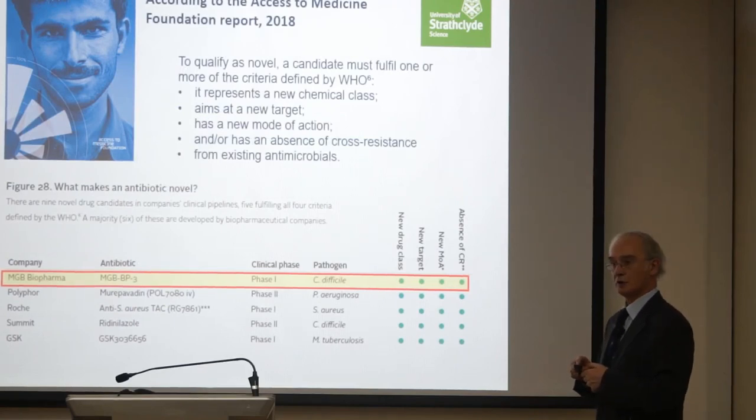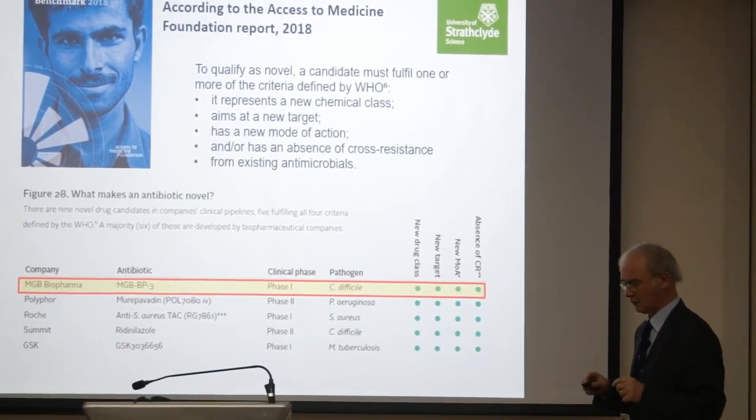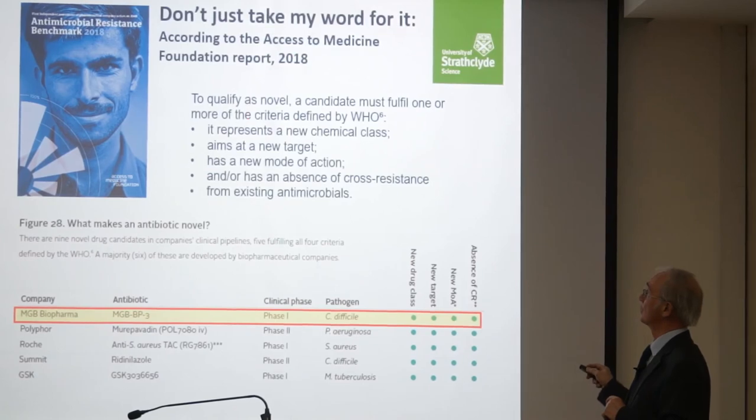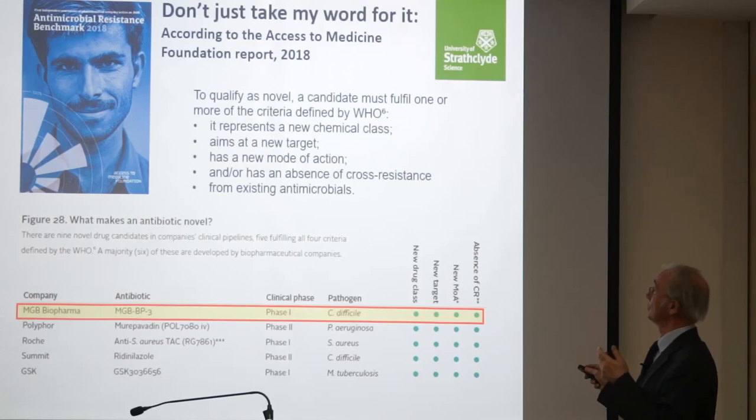Well, you don't need just to believe me. There are reports all over the place about activity and research in the AMR area. This is one that came out at the beginning of last year, and it listed four criteria for a candidate molecule to count as a new drug, and that's new chemical class, new target, new mode of action, absence of cross-resistance. They identified only five, of which MGB Biopharma and our compound BP3 was included and happens to be top of that list. So I think people are beginning to see that we have something in our collection that can be converted into real value for patients and for animals in the world.